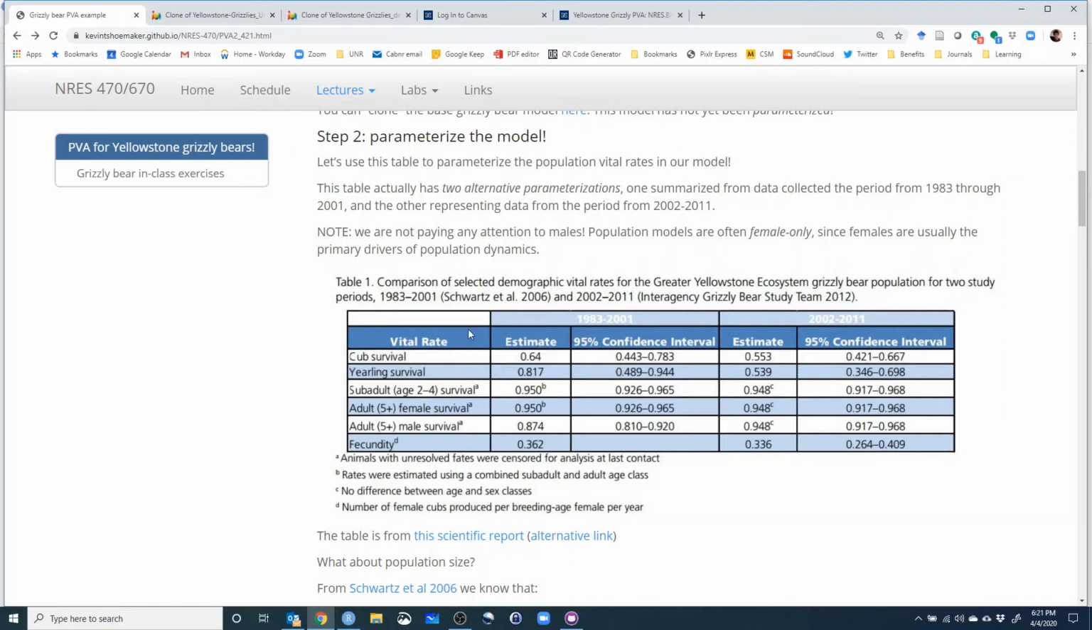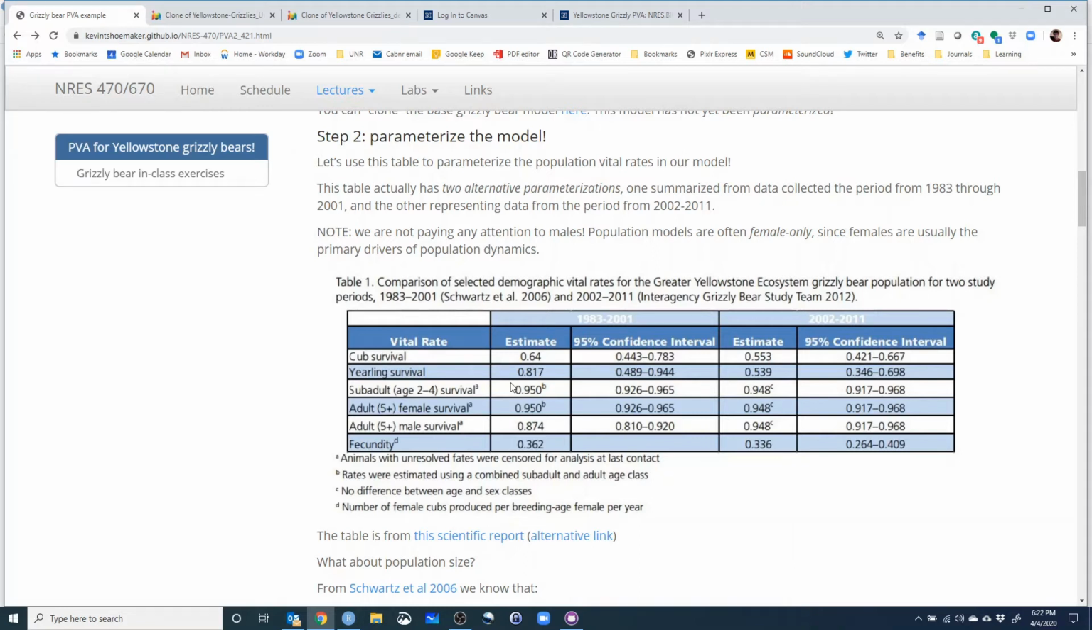So to keep things simple, the cub survival, let's say, is 0.64. Yearling survival is 0.817 or 81.7%. Subadult survival is 95%. Adult survival is 95%. Now, why did I say adult survival is 95%?